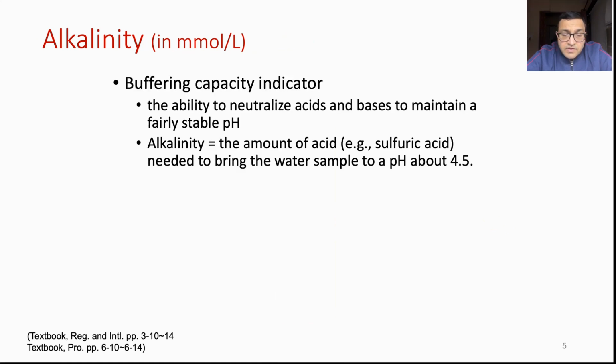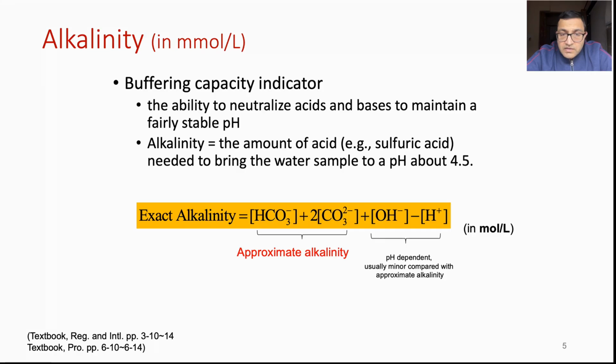Alkalinity is defined as the buffering capacity of any given water, or the ability to neutralize acids and bases to maintain a fairly stable pH. You can experimentally determine alkalinity of a water sample by adding acid, for example sulfuric acid, and continuing to do so to bring the water sample to a pH of about 4.5. If the water has high alkalinity, it will take more acid to bring the pH to 4.5. If the water has low alkalinity, it will take less acid to bring the pH to 4.5.